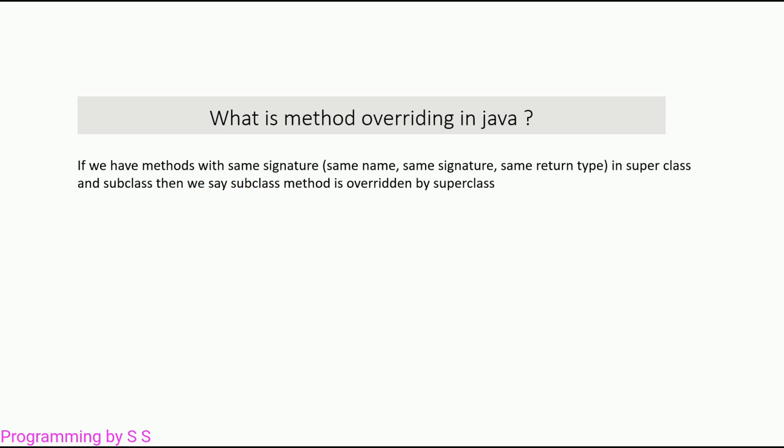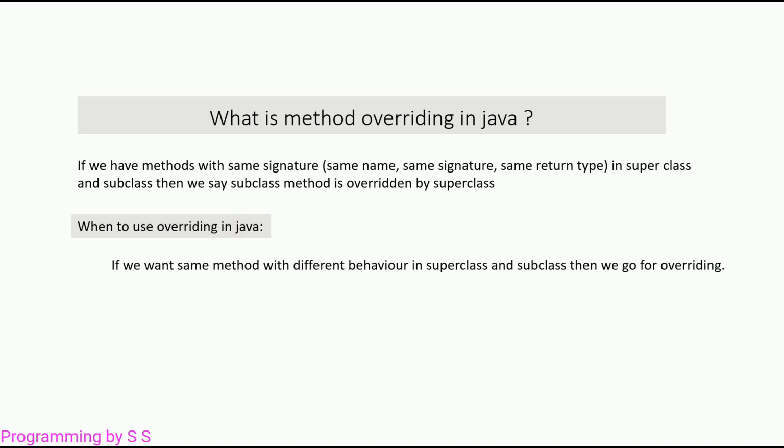Okay. Now, when to use overriding in Java? I am going to explain. If we want the same method with different behavior in the superclass and subclass, then we have to go for overriding. Suppose I have already declared some functionality in the superclass, but I want the same method to do some other task in the subclass. Then we can override the method and give it a different task to do. That is when we go with the overriding concept.